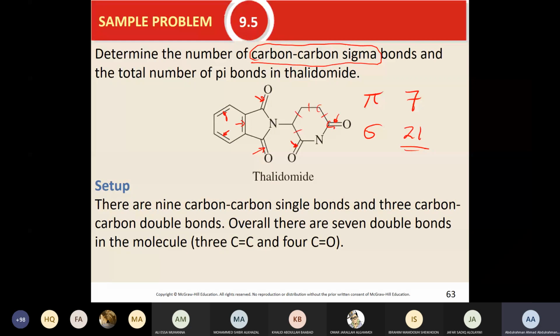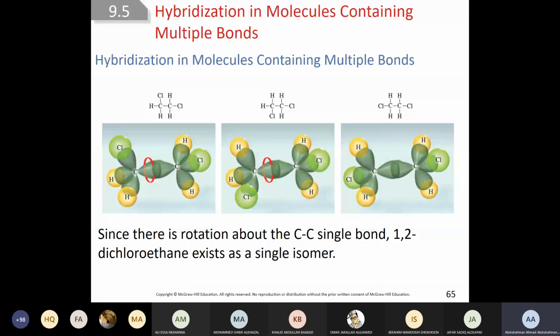So, 1, 2, 3, 4, 5, 6, 7, 8, 9, 10, 11, and 12. So exactly, the carbon-carbon sigma bond count is 12. And the total sigma bond count is 21. I hope this is also clear. Good? Okay.